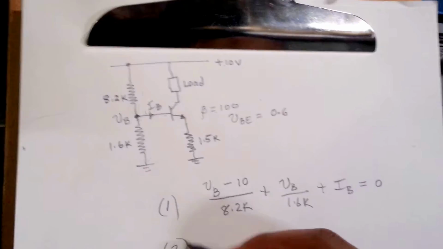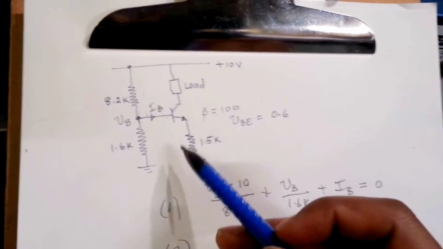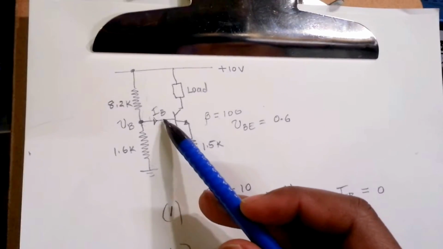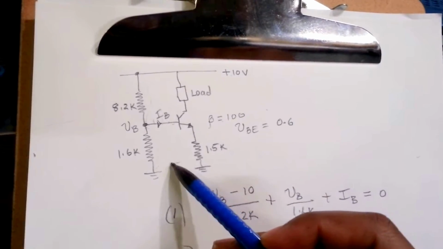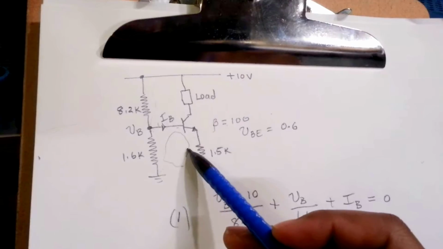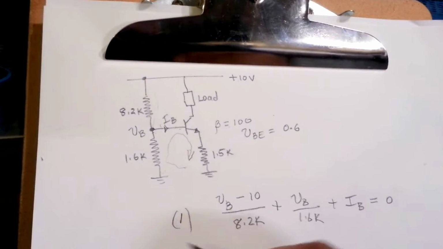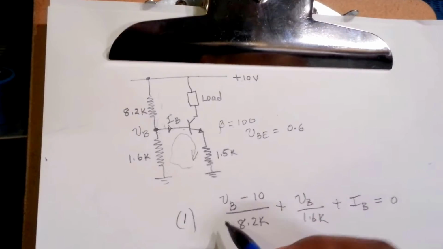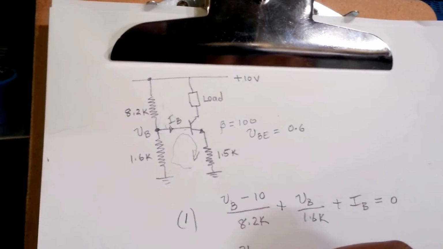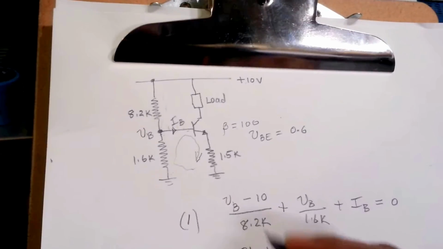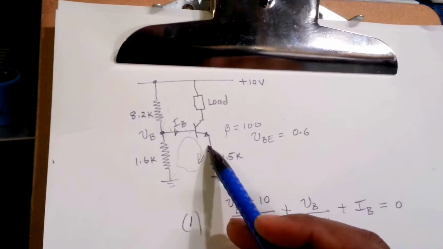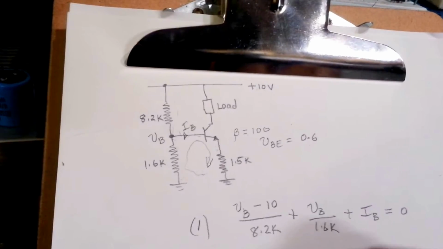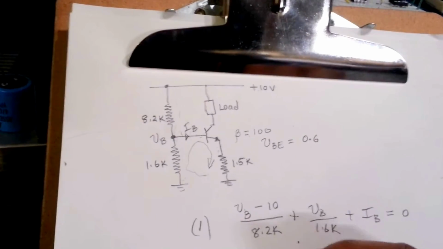And equation 2 is relating the output side of the transistor, so the emitter current in relation to this. What we'll do is write a KVL in this loop here. If we do that, we'll start with VB, so minus VB plus the base-emitter drop, which is given as 0.6, but I'll write it as VBE, or I'll just write it as 0.6.